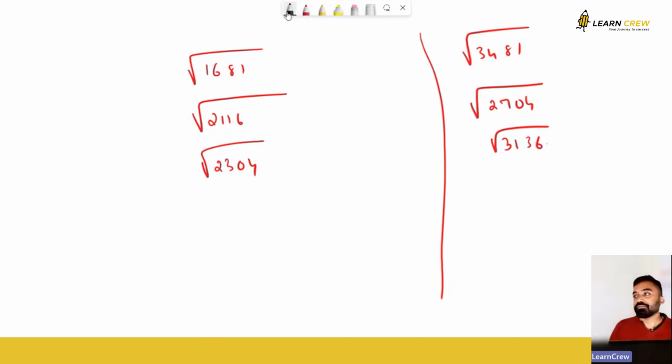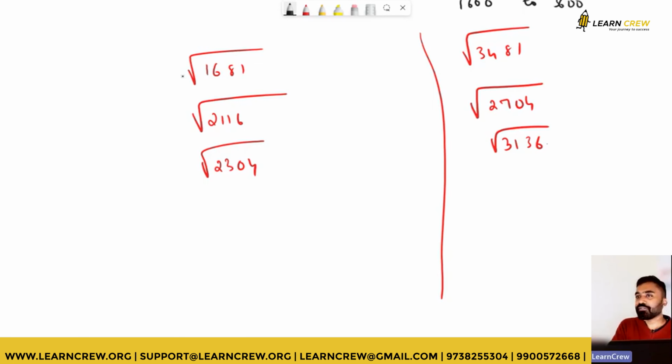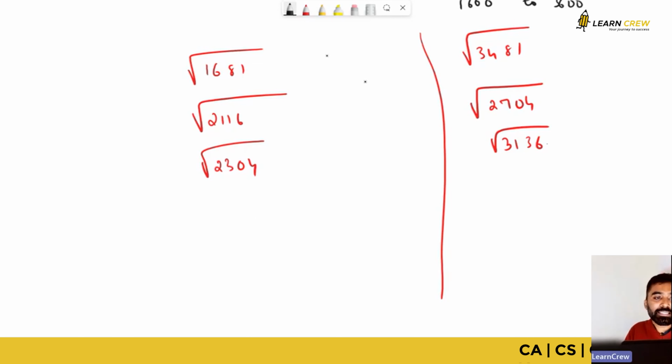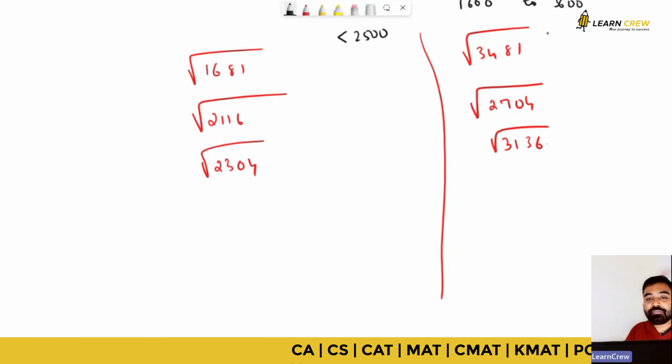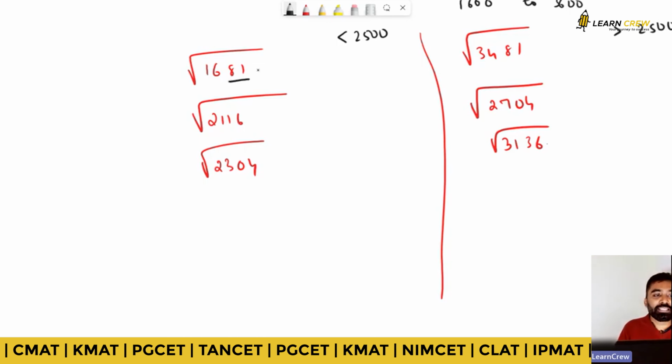Now here you need to find out the square roots. To find the squares, you know. To find out the square roots, how to do it? In this case, these are numbers between 1600 and 3600. This is lesser than 2500, and these are numbers which are greater than 2500. Now, what is the square of the last digits of these numbers?